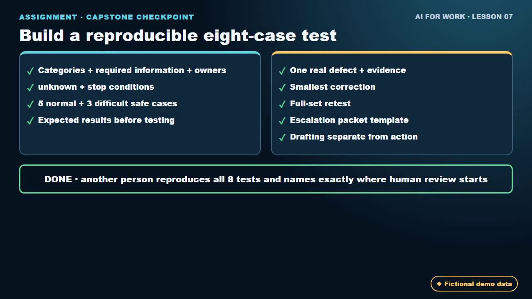For your capstone, adapt this pattern even if the workflow is not customer-facing. Create categories with required information, owners, unknown, and stop conditions. Prepare 5 normal and 3 difficult safe cases, and write expected results before testing. Save 1 real defect, its evidence, smallest correction, full set retest, and an escalation packet template. Keep drafting separate from consequential action. You are done when another person can reproduce all 8 tests and name exactly where the workflow stops for human review.